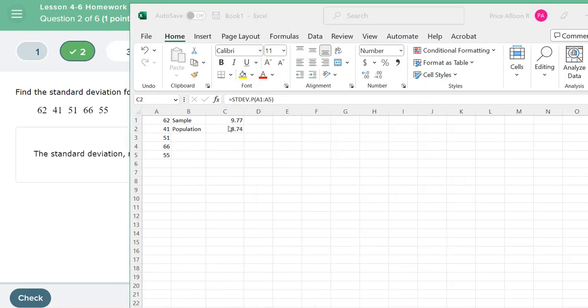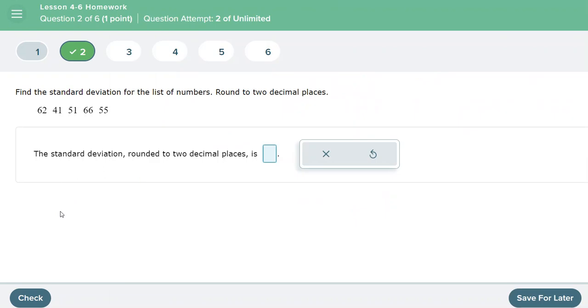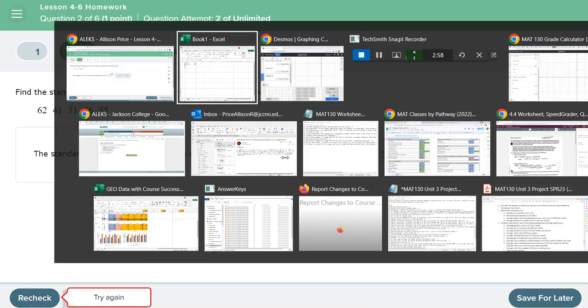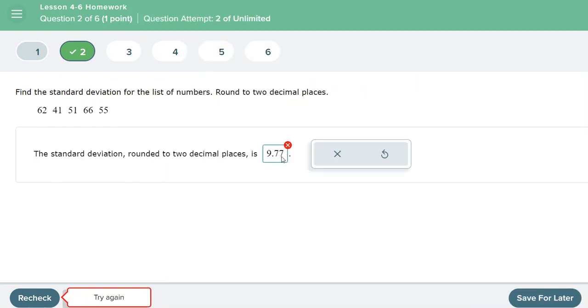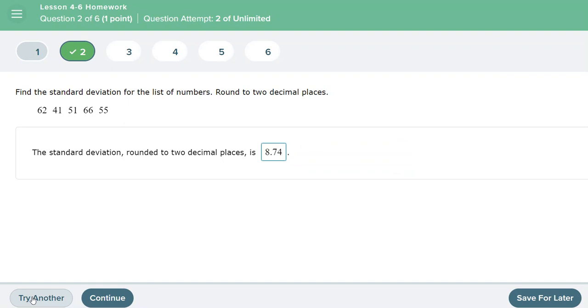So my first guess would be that this is a sample, and I would do 9.77. I'm going to check it, and it says no. So perhaps this was a population, and we're going to do the 8.74. They didn't tell me, so I don't know. And I try my population, and it accepts it, and so I know that this must have been the population.